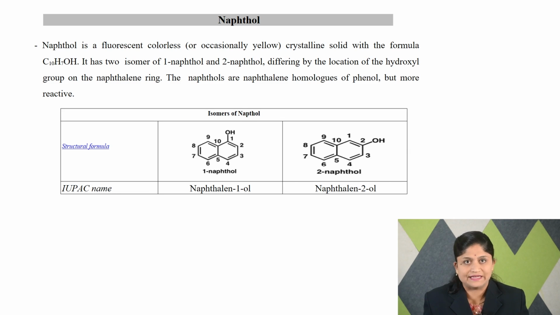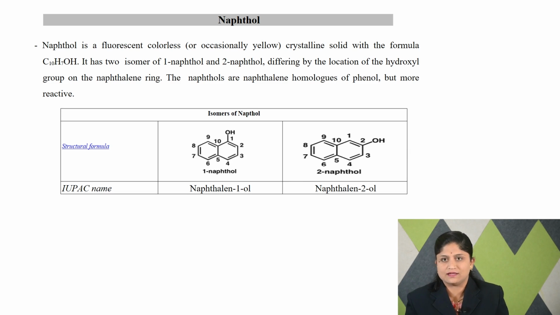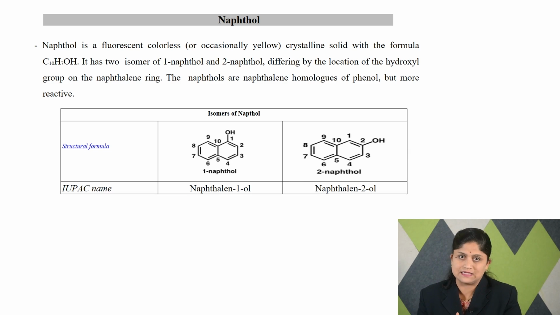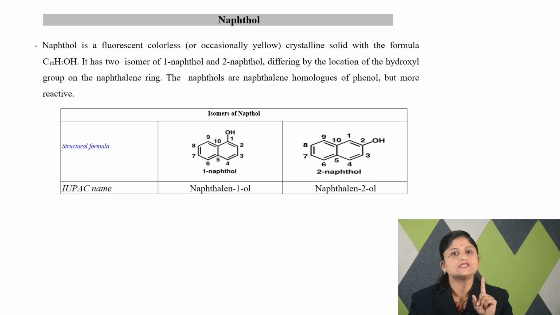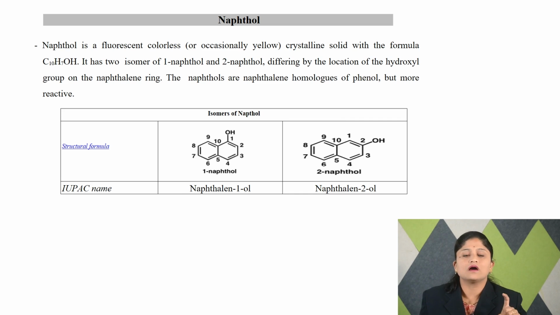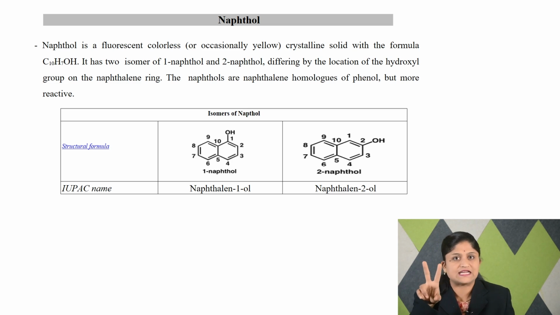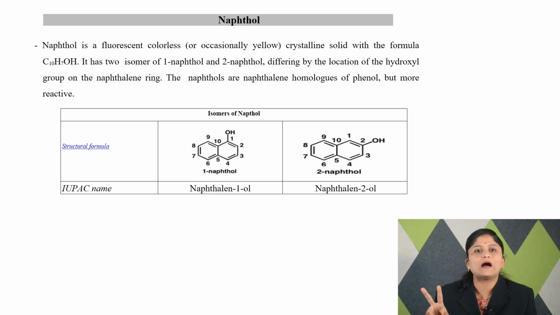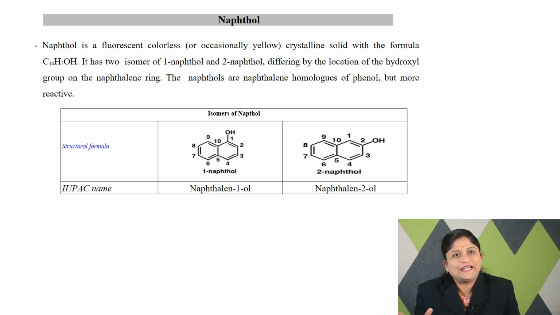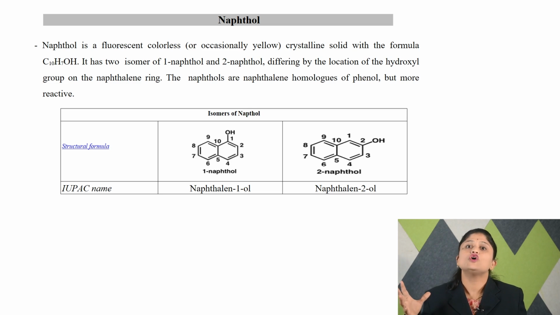Now, what is naphthalene actually? Naphthalene is a condensation, or fusion, of two benzene rings, and if these fused benzene rings have a hydroxyl functional group at the first position, the compound is known as alpha naphthol. If the same hydroxyl group is at the second position, the compound is nominated as beta naphthol, or 2-naphthol.